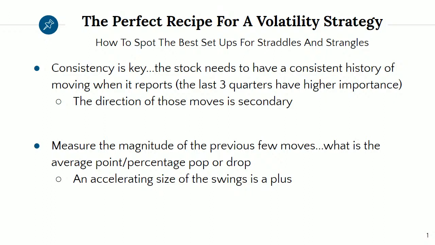So from the close, the day prior to when it reports, to the top or the bottom of the pop or the drop the day that it does report, or maybe the morning after it reports, because a lot of stuff reports after the close. I want to see the average scale of the trading range the next day, and you can either measure that point wise or percentage wise. A big plus for me is an accelerating size of the swings. So if you see something go from maybe 5 points to 10 points to 15 points to 20 points, obviously that's accelerating size of moves around earnings, and that's a good sign.